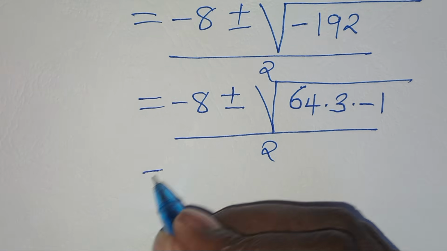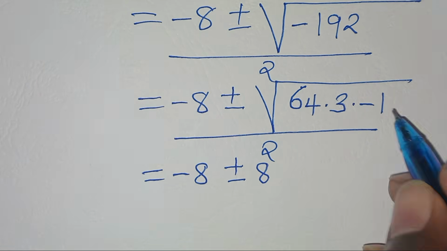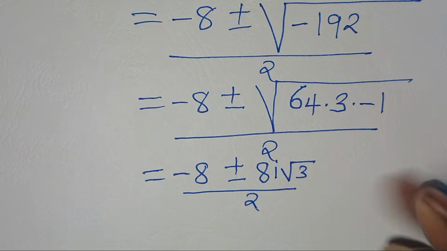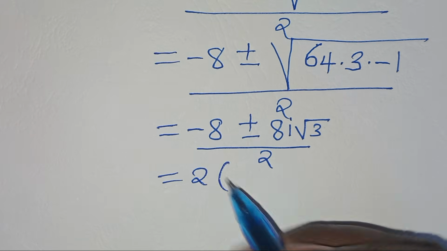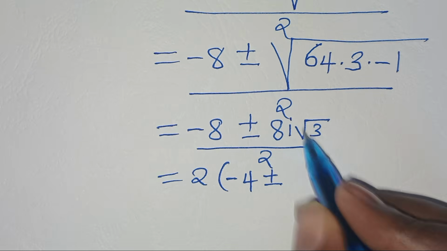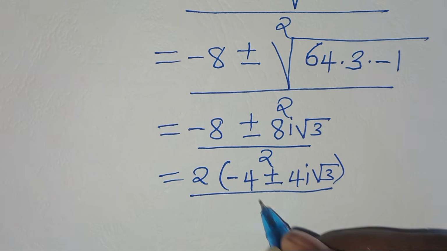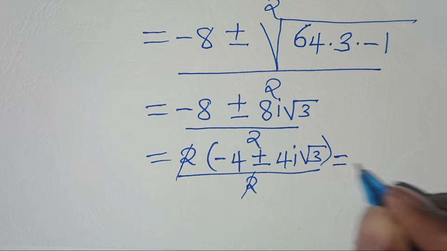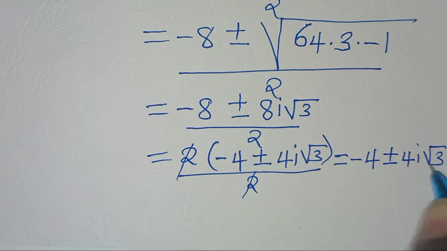So that now here we have negative 8 plus or minus the square root of 64, which is 8, the square root of negative 1, which is i, then the square root of 3 divided by 2. In the numerator we have that 2 is common, we can factor out 2. Negative 8 divided by 2 is negative 4, plus or minus 8i square root of 3 divided by 2, which is 4i square root of 3. Everything here divided by 2. So if you simplify here, this is equal to negative 4 plus or minus 4i square root of 3.